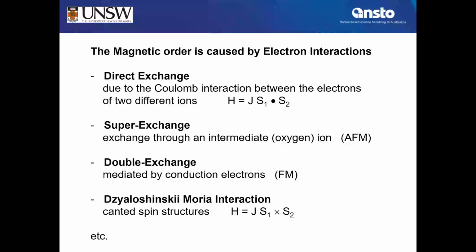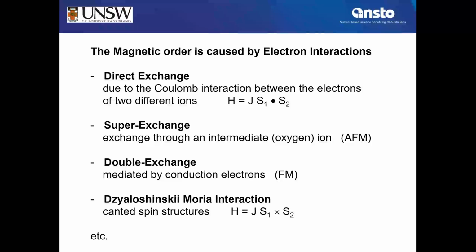Why are oxides so important? Magnetite, iron Fe3O4, is the oldest known magnet, and it's known now already for 3,500 years. Double exchange would be mostly ferromagnetic, and it's mediated by the conduction electrons. And of course, there are many more interactions. The quite important one is the Dzyaloshinskii-Moriya interaction.